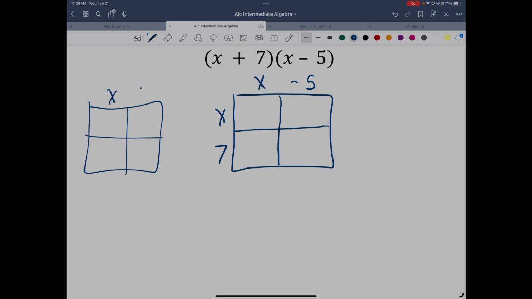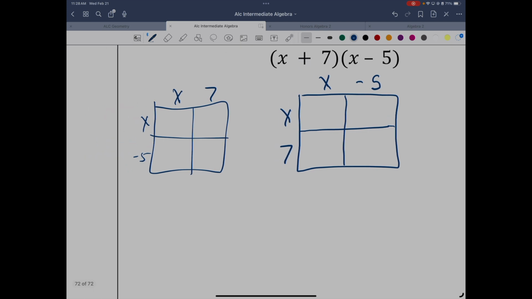Okay? So yours, you probably did the x and the 7 and the x and the negative 5. Notice that if I go here and here, I'm not going to write it down this time, and you don't need to write it down either, but I'm going to take x times x. X times x is x squared. If I look at my other one, x times x is still x squared. So I get the same thing for that box.